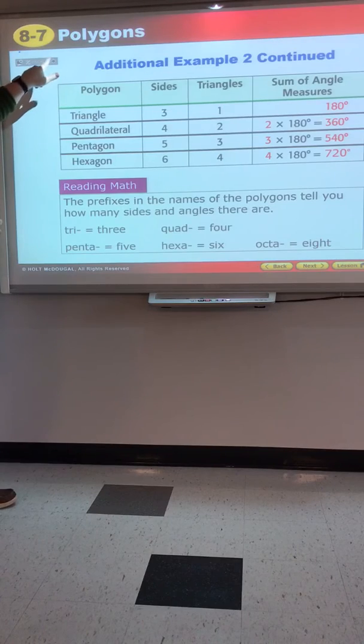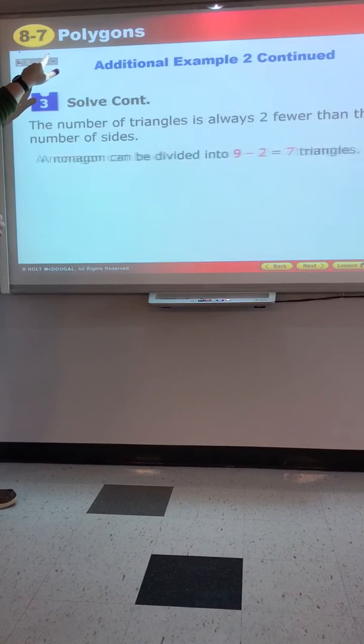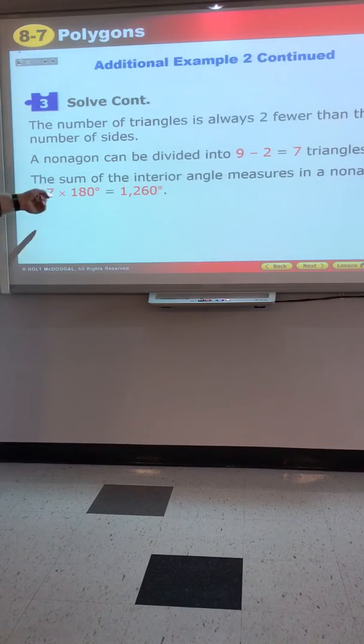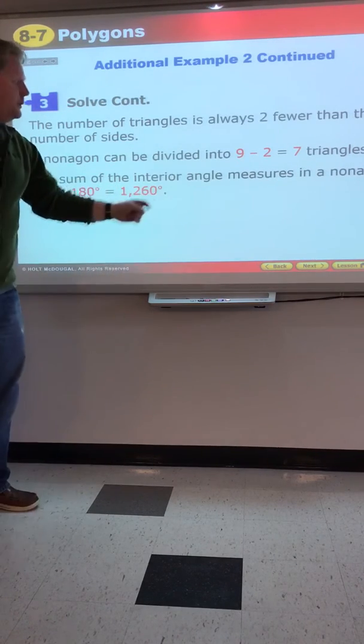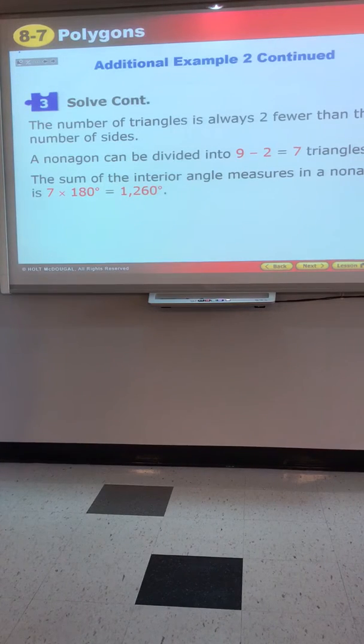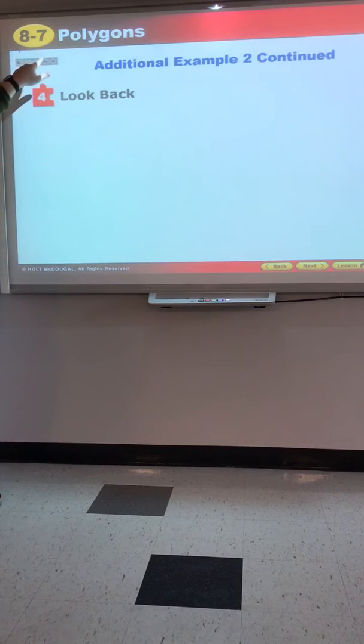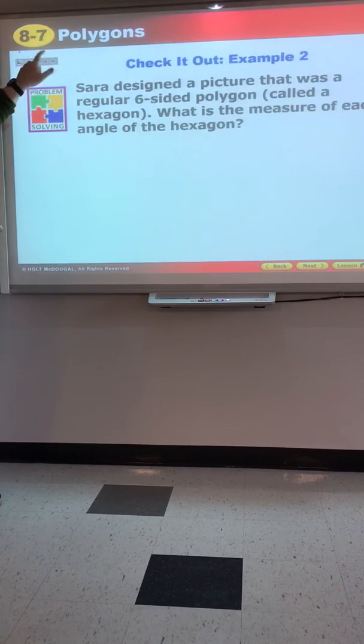So since we have 9, we subtracted 2 and got 7 triangles. Therefore, we took the 7 times the 180, got 1,260. And then we take that divided by 9 and we get 140 degrees. That lesson that Mrs. Carnahan taught becomes important in a lot of ways, so you've got to try to remember these things. We look back and we're here.